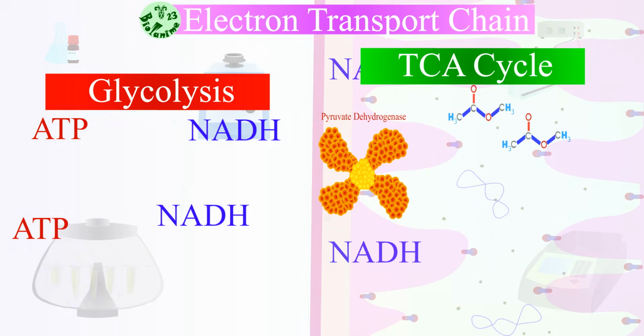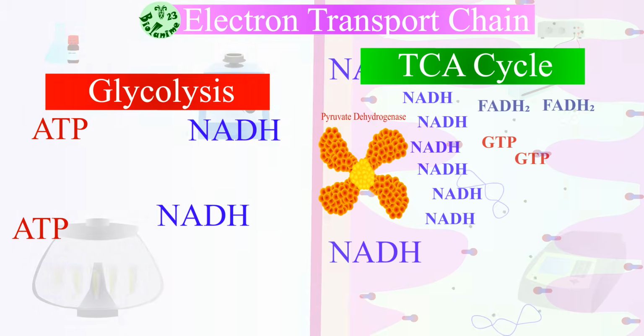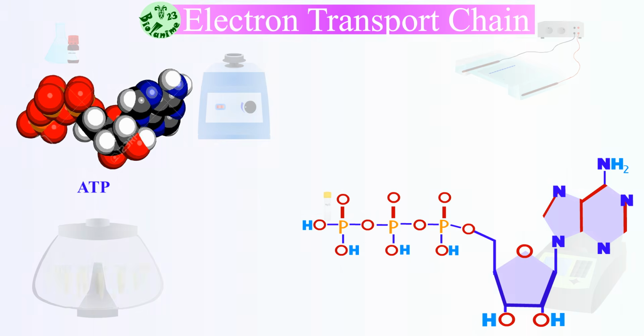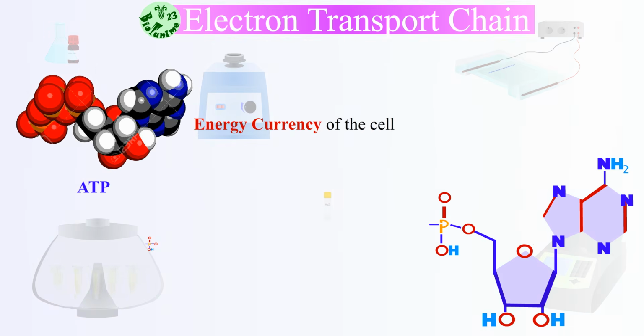Next, each acetyl-CoA entered the citric acid cycle, producing 3 NADH, 1 FADH₂, and 1 GTP per cycle. Since one glucose produces 2 acetyl-CoA molecules, the TCA cycle generates a total of 6 NADH, 2 FADH₂, and 2 GTP. ATP is the primary molecule that stores and transfers usable energy within the cell, and is therefore often called the energy currency of the cell.